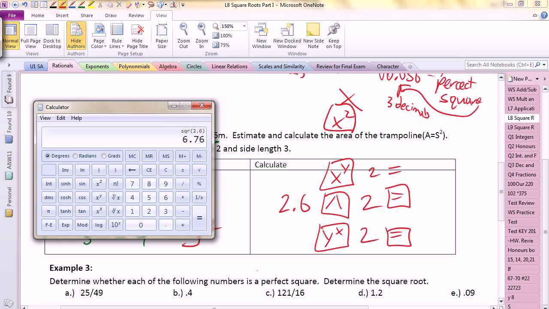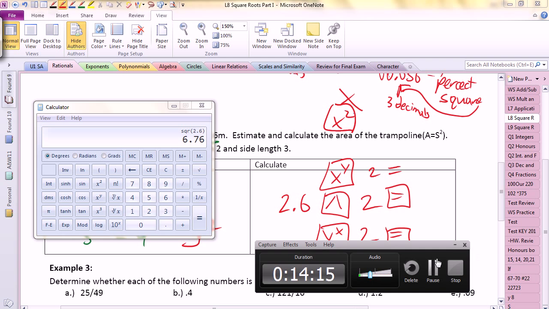Good. 6.76. Everyone try it on the calculator. If you can't find the button, come up. Continuing on.